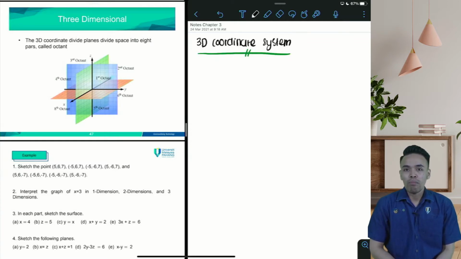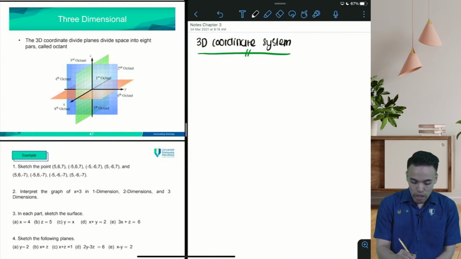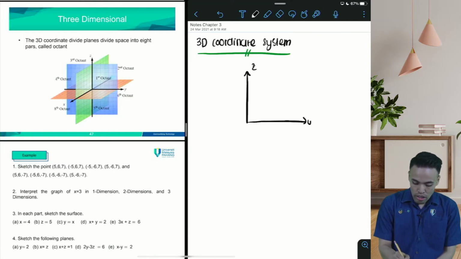But when it comes to a 3-dimensional coordinate system, you have to take into consideration the additional axis, which we call the z-axis. The standard representation of axes in a 3-dimensional coordinate system can be drawn like what I did on the screen, where you will have the z-axis, y-axis, and x-axis.